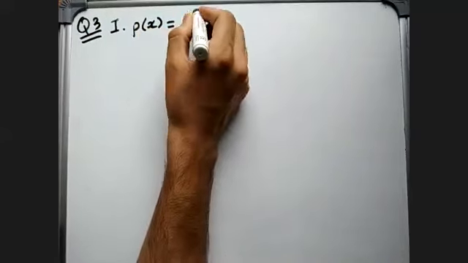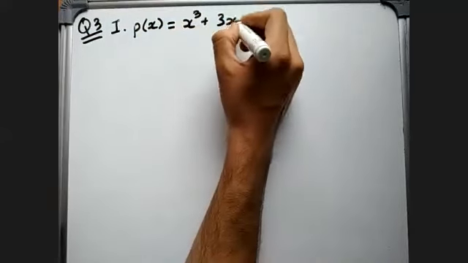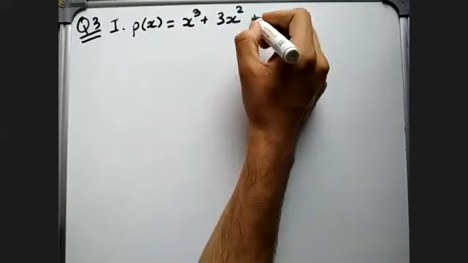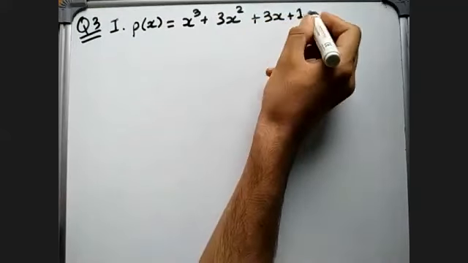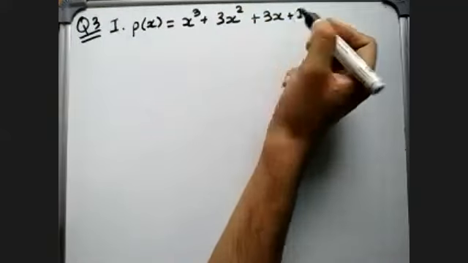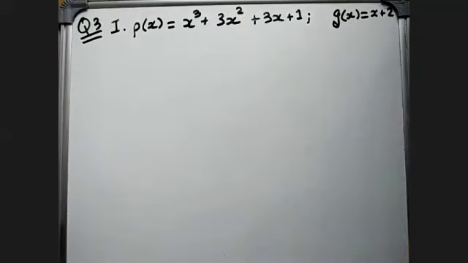So p of x is x cube plus 3x square plus 3x plus 1. Now g of x is x plus 2. Now we have to check from the factor theorem whether g of x is a factor of p of x or not. So from the factor theorem, I'll put x equal to minus 2 in p of x. If I get p of minus 2 equal to 0, then yes, it is a factor. Or if p of minus 2 is not equal to 0, then it is not a factor.